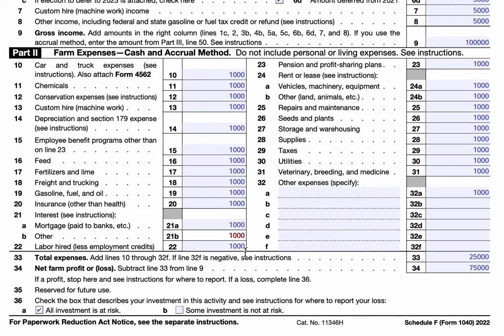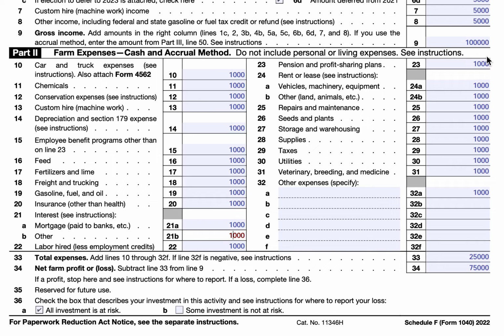In line 22, you're going to enter how much you paid for farm labor minus employment credits. So employment credits would be things like the work opportunity credit on IRS Form 5884, the empowerment zone employment credit on IRS Form 8844, the credit for employer differential wage payments on IRS Form 8932. So once you back those credits out, you would enter that amount here. You can't expense a cost that you already received a credit for. That's why you have to back out those credits.